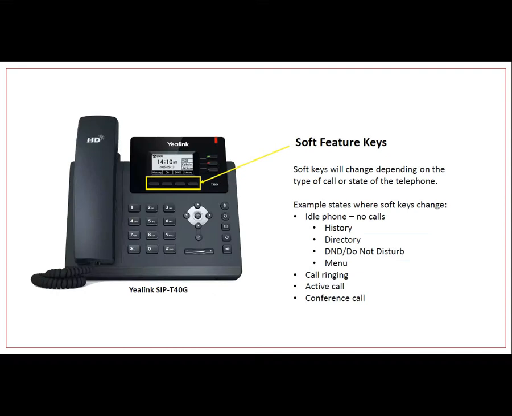Now, the soft keys have preset functions when the phone is idle, which includes history, directory, DND or do not disturb, and a menu key. When the phone is actively on a call or the ringing of a call, or if you're placing a conference call, or if you are looking at the history, these soft keys will change and new functions will appear. You'll see some examples as we go through our presentation today of the different keys that are available.